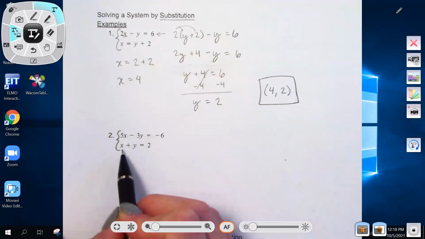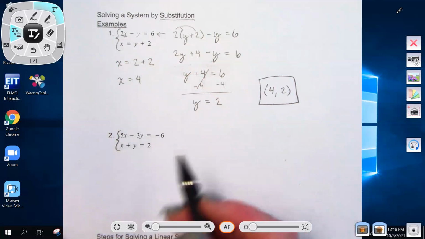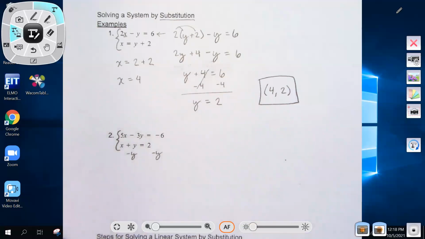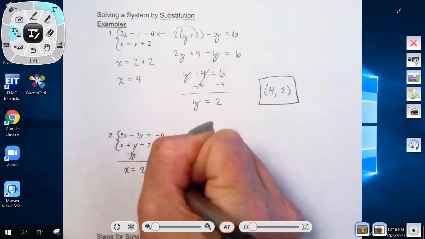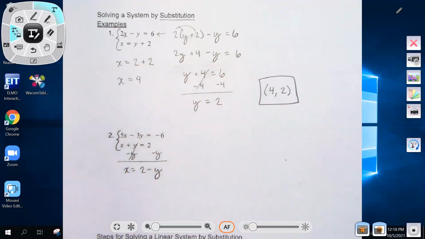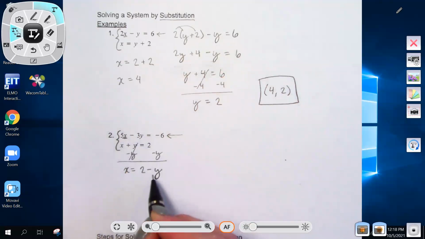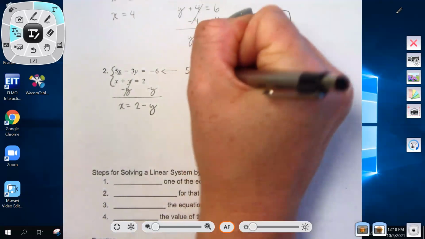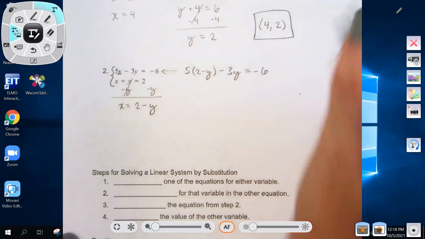So take this second equation, x plus y equals 2. Which variable do we want to solve for? It really doesn't matter. You guys pick. Okay, if we want to solve for x, that means we need to get rid of this y. So subtract y from both sides. We get x equals 2 minus y. Now we can use this first equation, and instead of x, we plug in what x is equal to, which is 2 minus y. So we've got 5 times 2 minus y minus 3y equals negative 6.